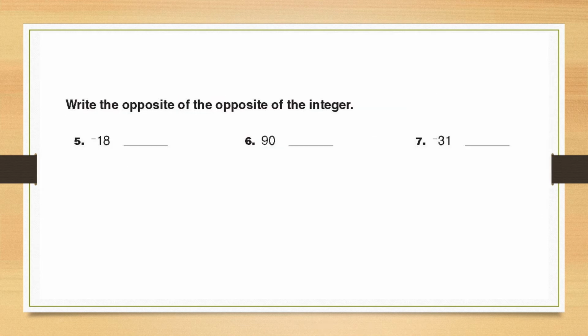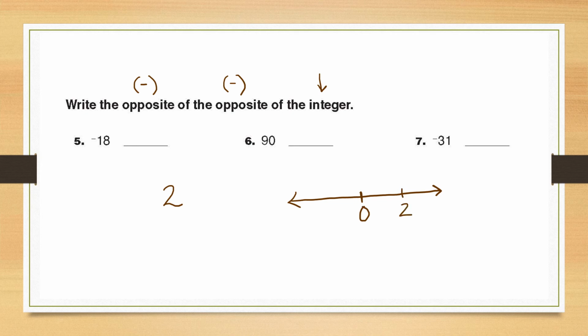Write the opposite of the opposite of the integer. So we would write this as the opposite of the opposite of our given integer. The numbers that they've given us are a little large, so I'm going to simplify this by giving you an example with the number 2. Here we have our number line, and I'm going to plot 2 here.